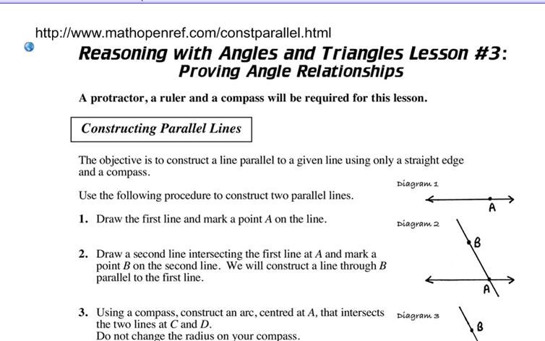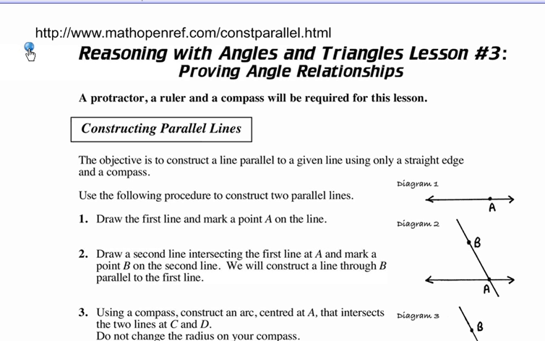Right, lesson 3, reasoning with angles and triangles, proving angle relationships. We're going to rush through some of the beginning and get through some proofs, because this is where we really want to take what we learned last lesson and apply it in a proof. Now, constructing a parallel line, I have a little link here.